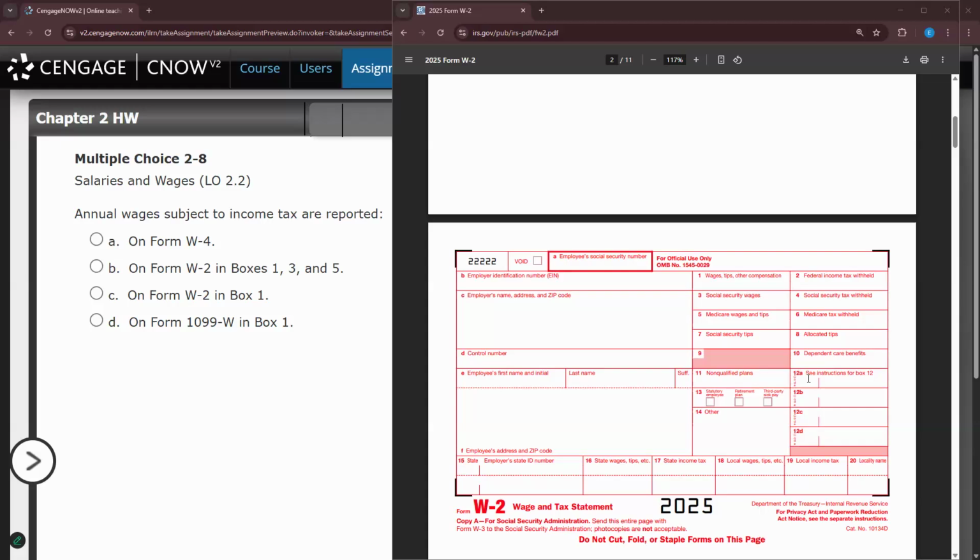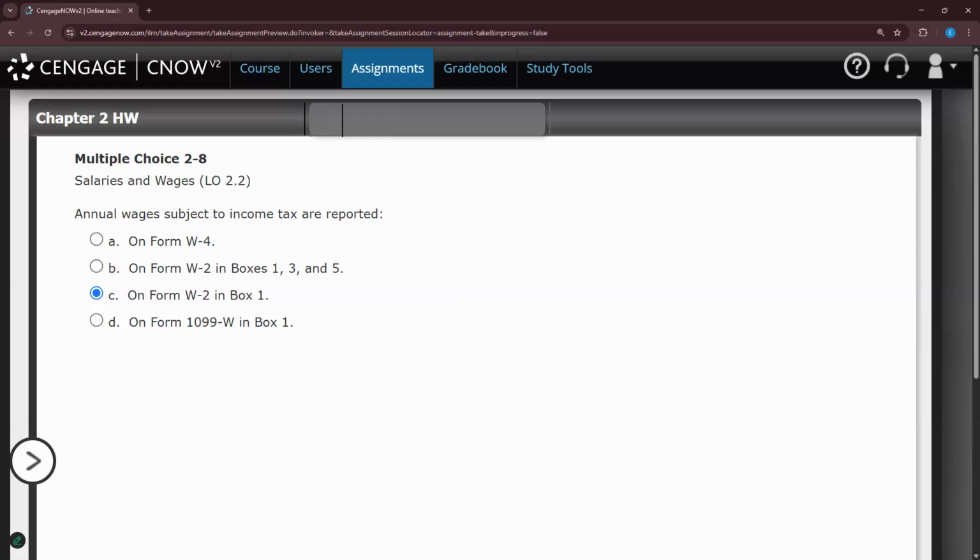12A can be code D or something like that. And then we'll see the $10,000 that was deferred in box 12A. So the key thing to take away is that boxes 1, 3, and 5 are not always the same. So the correct answer is C, on form W2, box 1.